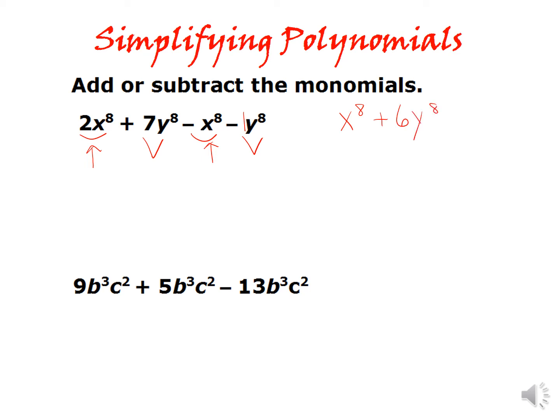Over here I can see that they both have the same exponents raised to the same power. So I'm going to add 9 plus 5 is 14 minus 13 equals 1 b cubed c squared.